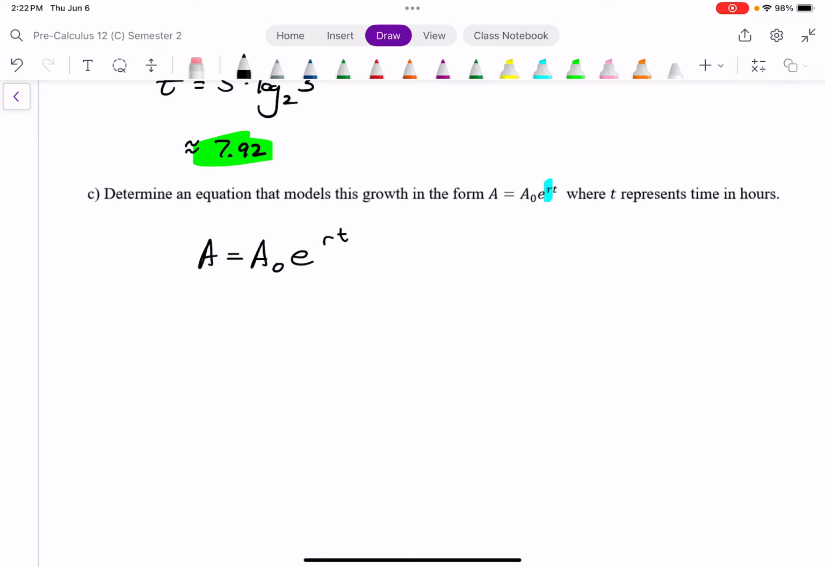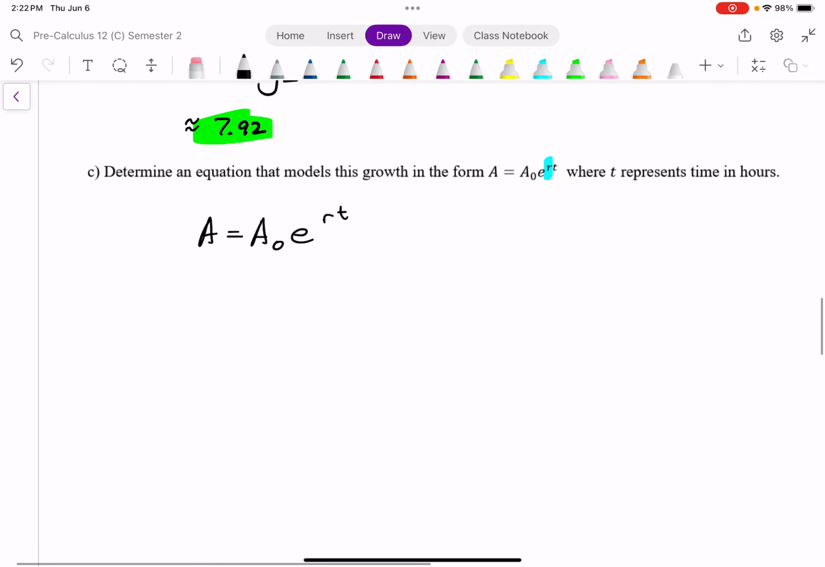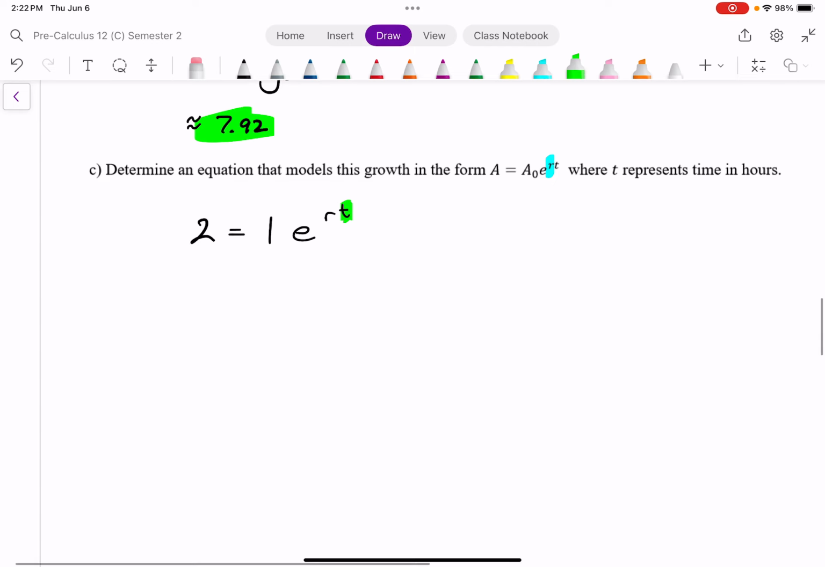Well, let's think back to what we're told in the beginning of the question. It doubles every 5 hours, which means whatever my starting amount is, again, I'll be simple and make it 1. I know it's going to double, which means the final amount is going to become 2 in 5 hours. So that means my time here will become a 5. So I have r times 5.